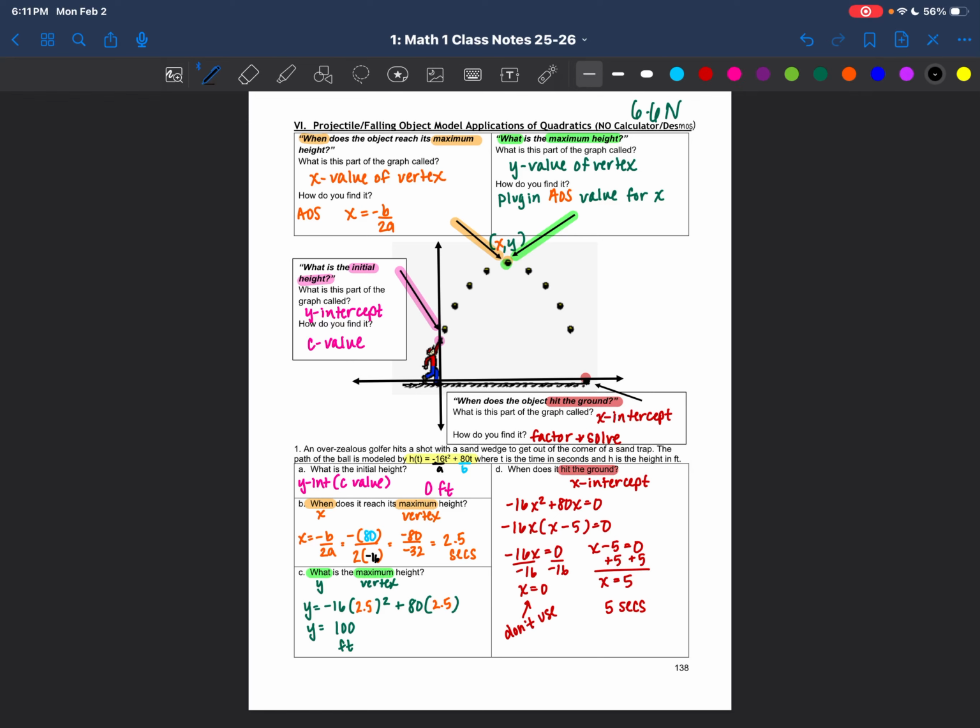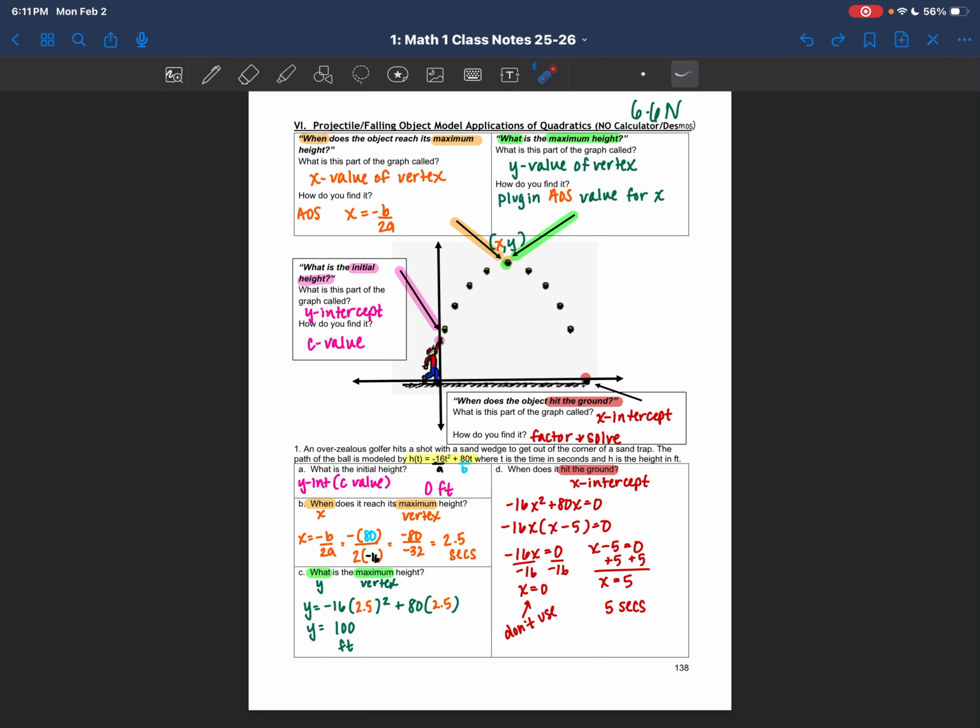All right, today we're going to talk about projectile motion and its applications, and it's important that we are not using a calculator or Desmos. We're just doing all of this by using quadratic equations and interpreting what each part of that means.